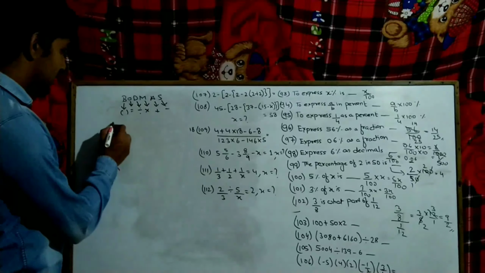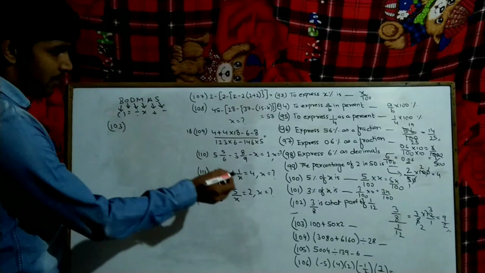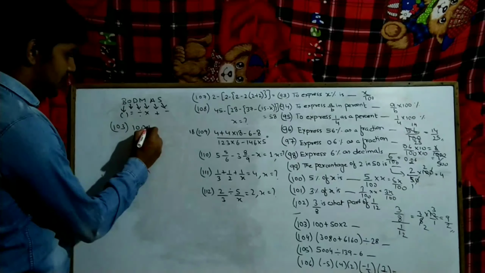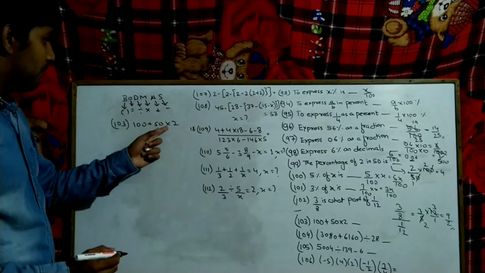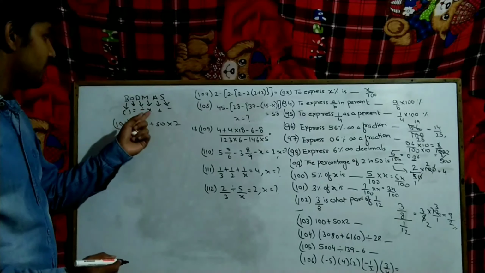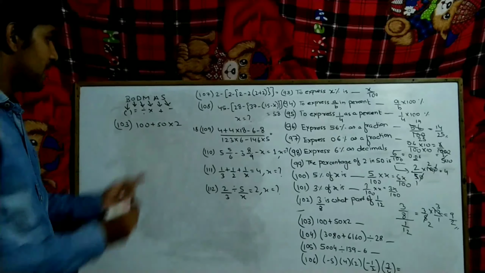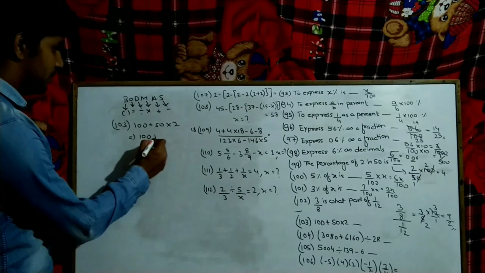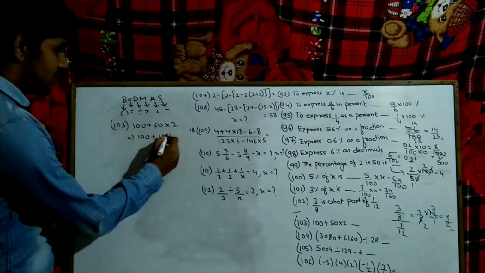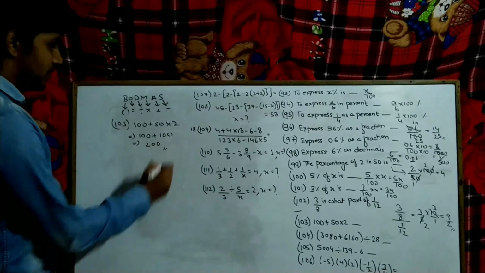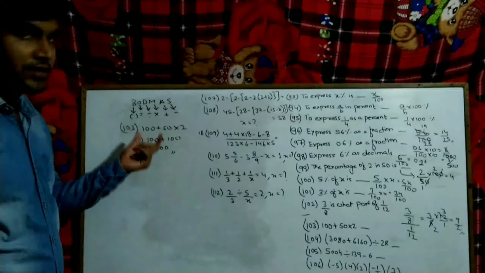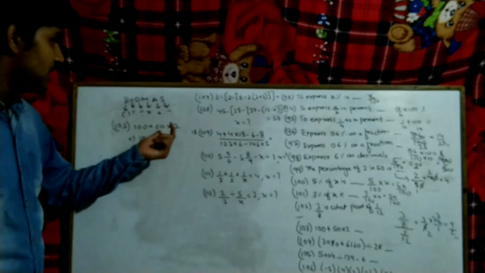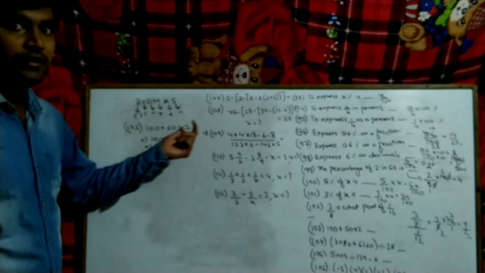Let's start with problem 103: 100 plus 50 into 2. Which one will come first, multiplication or addition? Multiplication will come first. So 50 into 2 is 100, and 100 plus 100 comes 200. Clear? It is easy, but many students make mistakes. First they do 100 plus 50, it comes 150, into 2, 300. But the answer is 200.